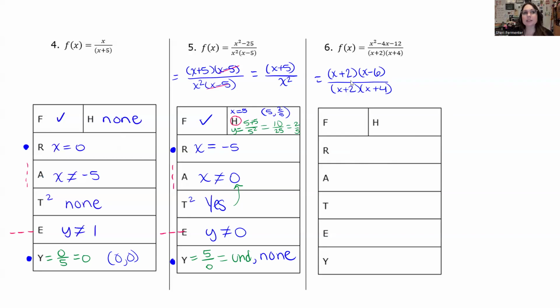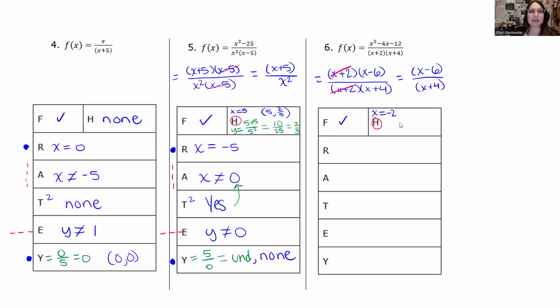So I'm fully factored. Do I have any holes? Yes, I have a hole. So when I go to graph it, I would have a hole. The x plus 2's can cancel out. That means that the hole is when x is equal to negative 2. I'm going to rewrite it. So I have x minus 6 over x plus 4.